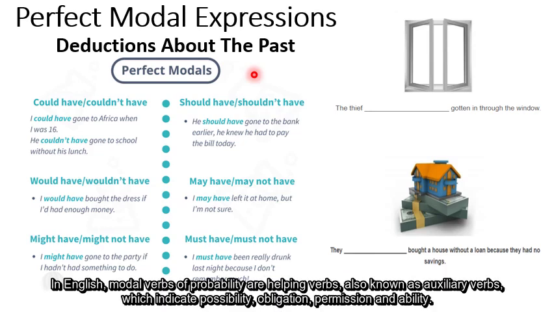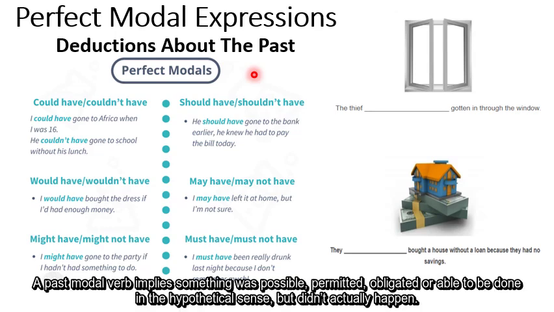In English, modal verbs of probability are helping verbs, also known as auxiliary verbs, which indicate possibility, obligation, permission, and ability. A past modal verb implies something was possible, permitted, obligated, or able to be done in the hypothetical sense, but it didn't actually happen.